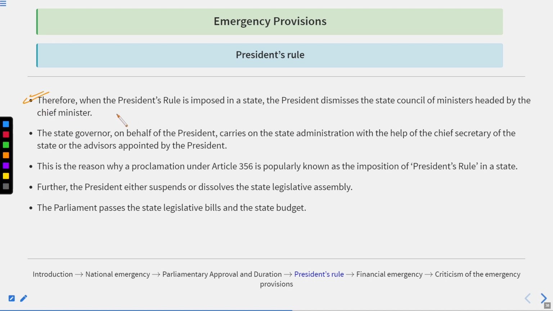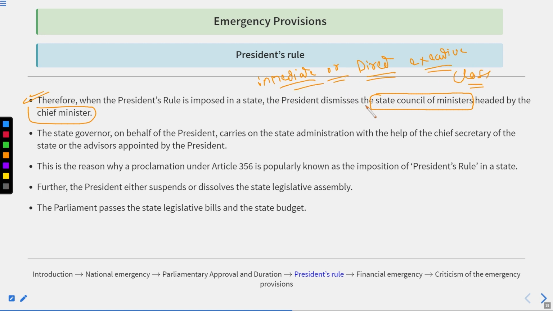Therefore, when the president rule is imposed in a state, the president dismisses the state council of ministers headed by the chief minister. Okay? Why? Because these are the immediate or direct executive class of the state government machinery.